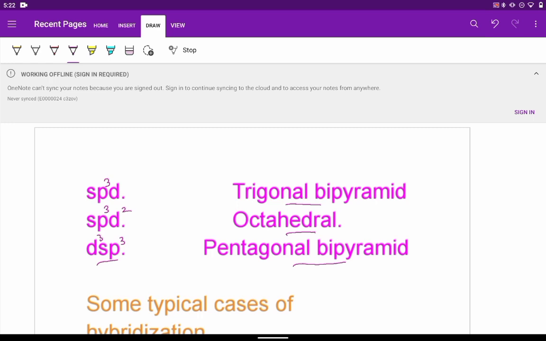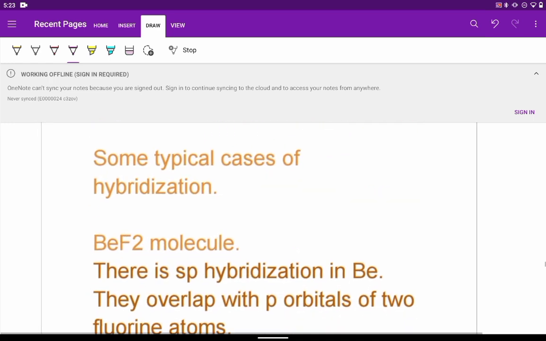Depending upon whether the hybrid orbitals are occupied by shared pairs of electrons or lone pairs of electrons, the geometry may be regular or distorted.